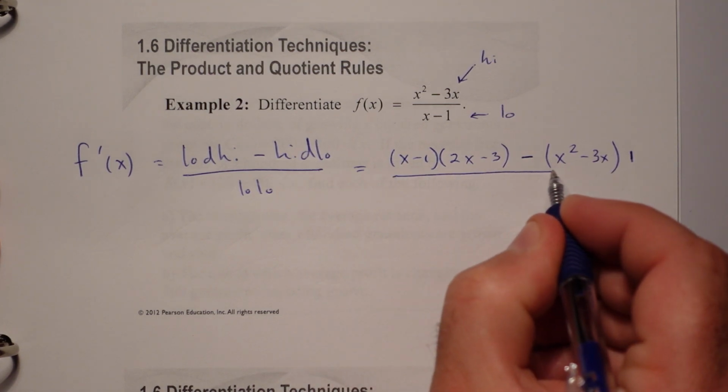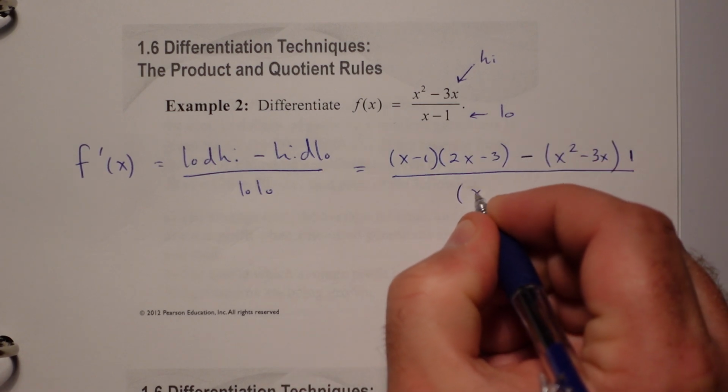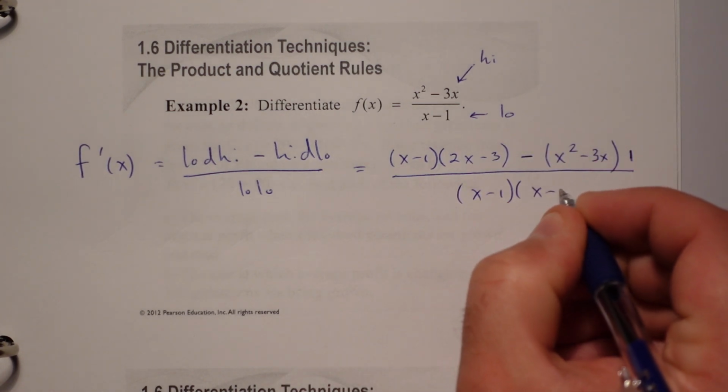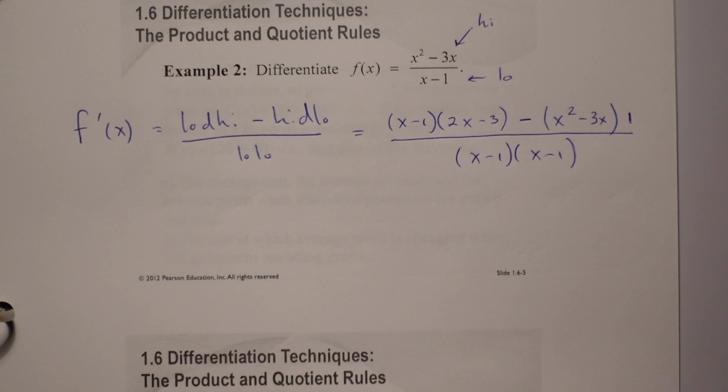And then in my denominator, it's low, low. So take the original denominator times itself. X minus 1 times x minus 1. And then, of course, just like with the product rule, we're going to use a little bit of algebra here to clean this up and just simplify our overall final answer.